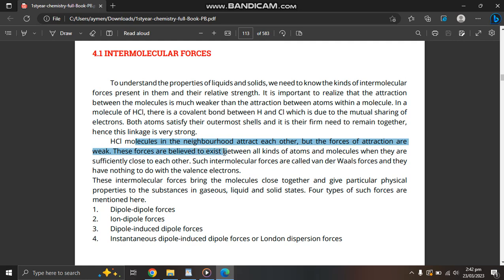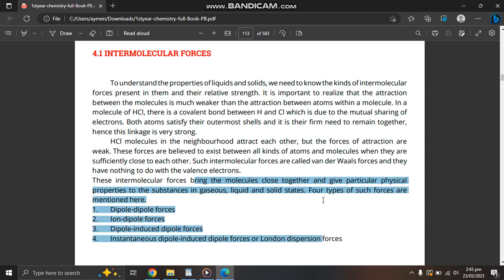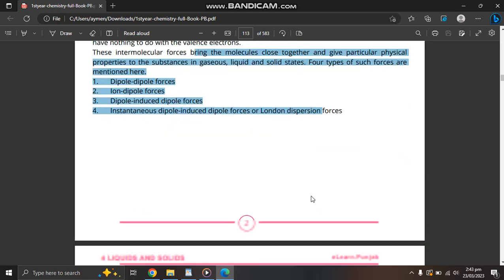These forces are believed to exist between all kinds of atoms and molecules when they are sufficiently close to each other. Such intermolecular forces are called van der Waals forces, and they have nothing to do with the valence electrons. The intermolecular forces bring the molecules closer together and give particular physical properties to the substance in gaseous, liquid, and solid states. Four types of such forces are mentioned here: dipole-dipole forces, ion-dipole forces, dipole-induced dipole forces, and instantaneous dipole-induced dipole forces or London dispersion forces.